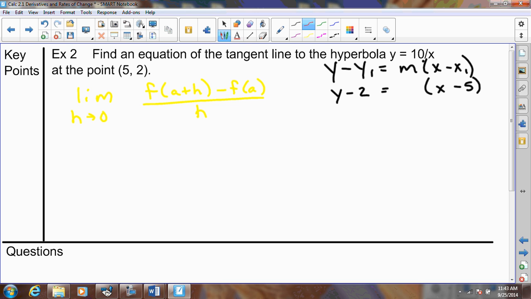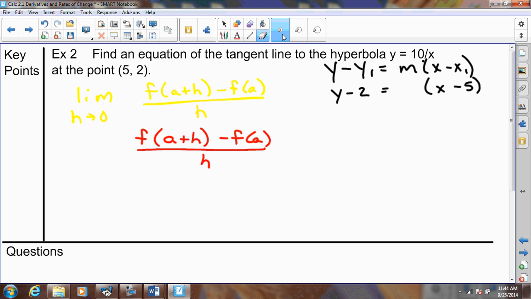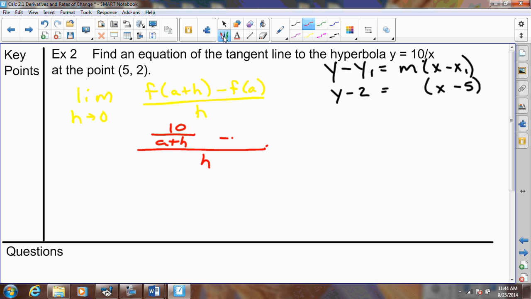We would have f of a plus h minus f of a over h. Well, let's start replacing pieces. What is f of a plus h? That's 10 over a plus h. Just replace the x with that. F of a is just 10 over a.